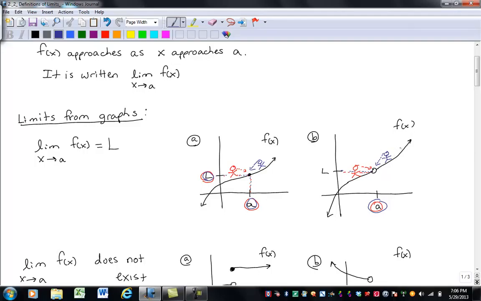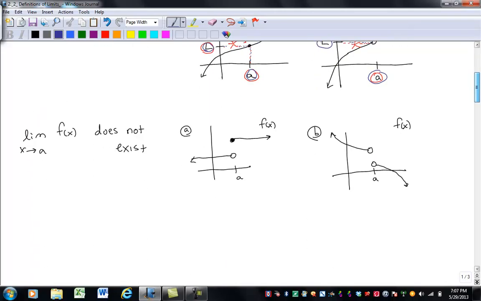So it doesn't matter which side you look from. When you walk towards A on the graph, it looks like you'll end up at the y value L, even though you'll fall through in reality. So both of these graphs, A and B, are examples of graphs where the limit as x approaches A of f of x equals L.